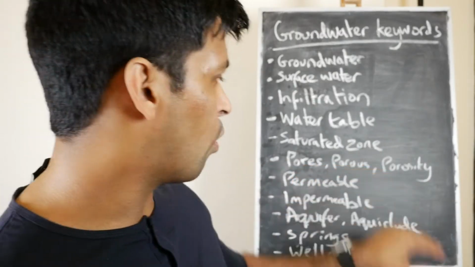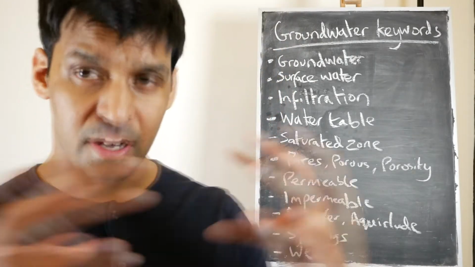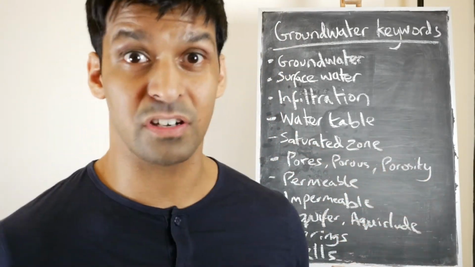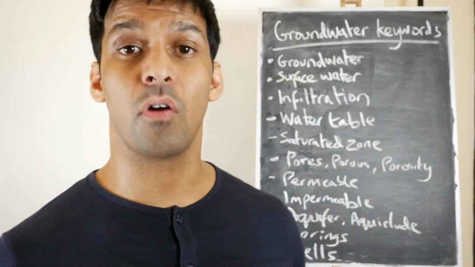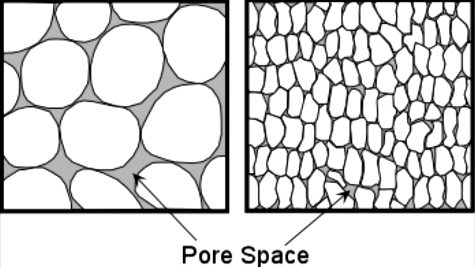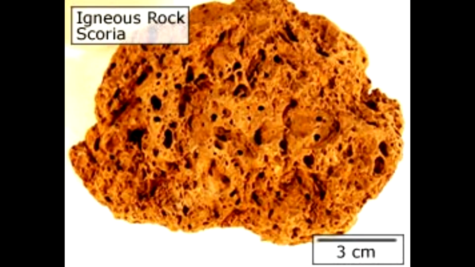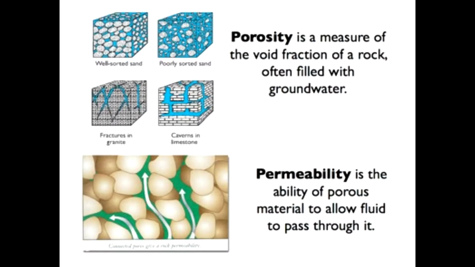Pores, porous, and porosity, I've connected those together because they're basically all to do with the same thing. So pores are little holes. So lots of rocks have little holes in, and you would call them porous rock. So basically rocks with holes in. So pores just means basically little holes. And porosity is the measure of the amount of holes that a rock might have, okay?